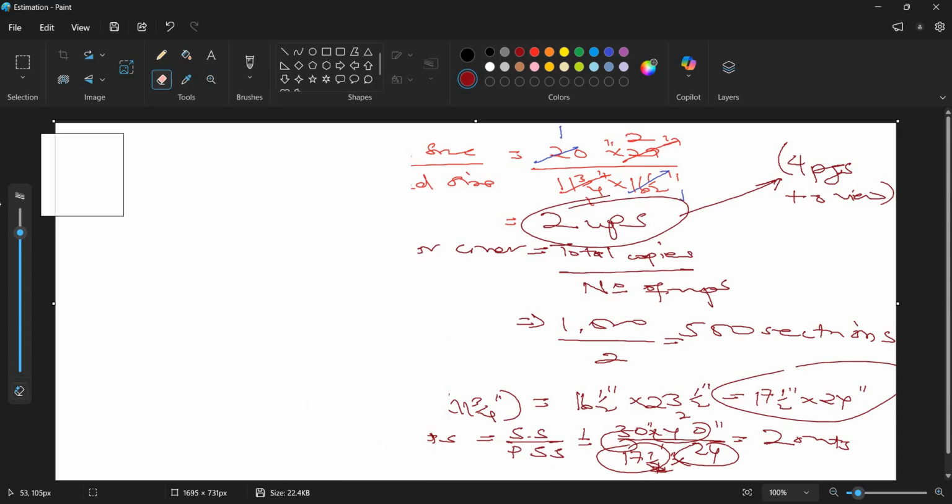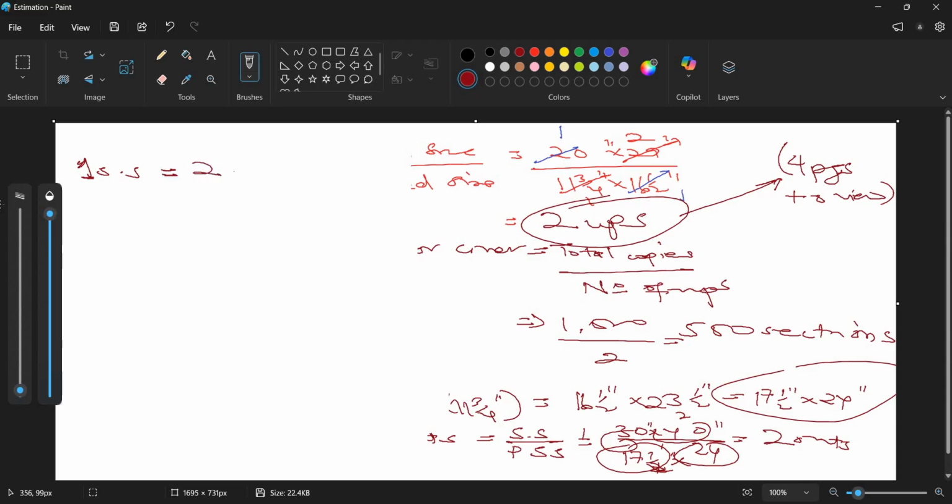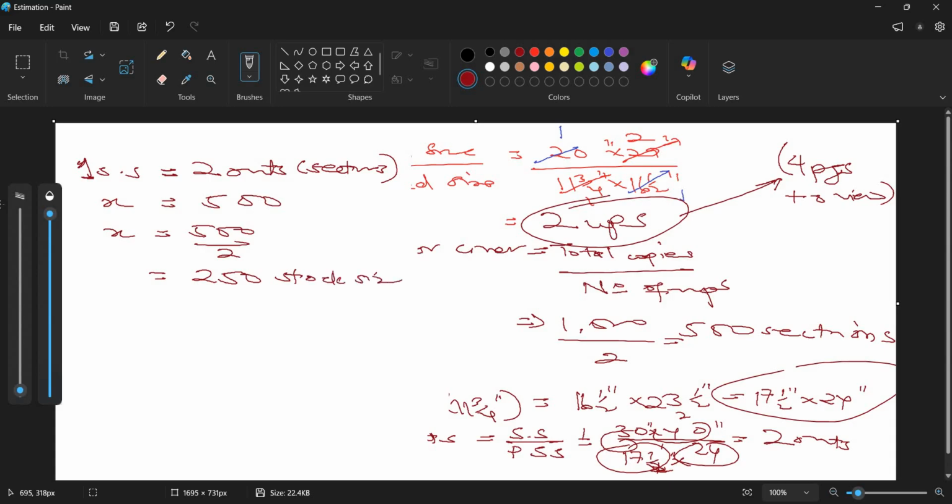Now if it's saying that when we take one stock size, we will have 2 outs, which is the same as our sections, right? How many sections do we have in all for covers? 500. So that means next we are dividing 500 by 2. Then we get 250 stock size of cards, right?